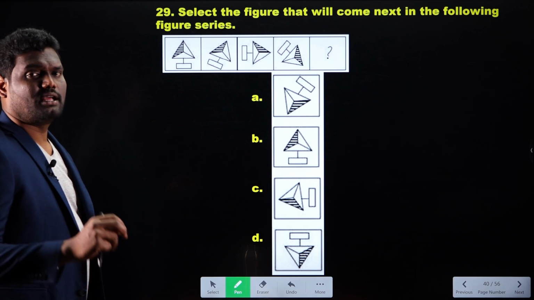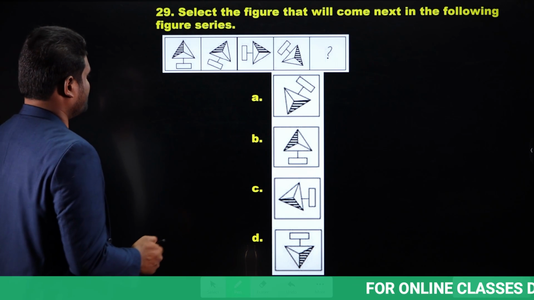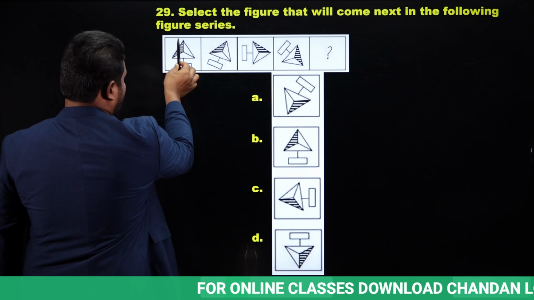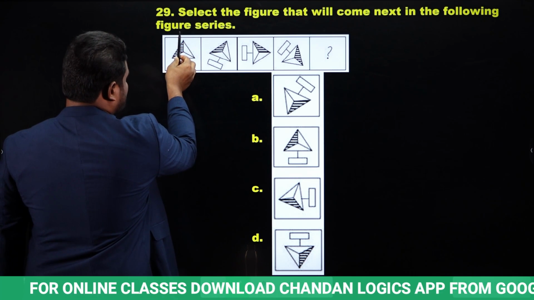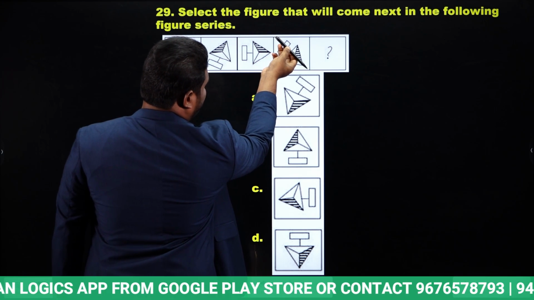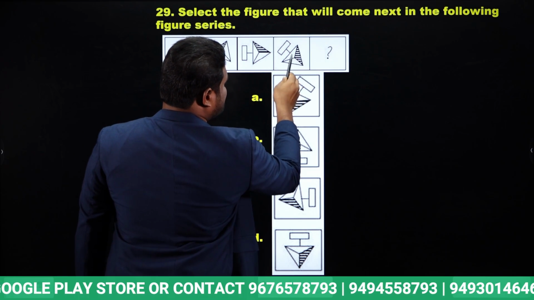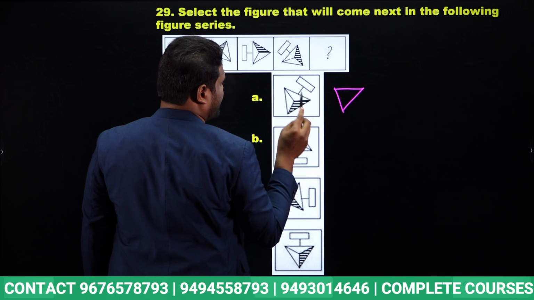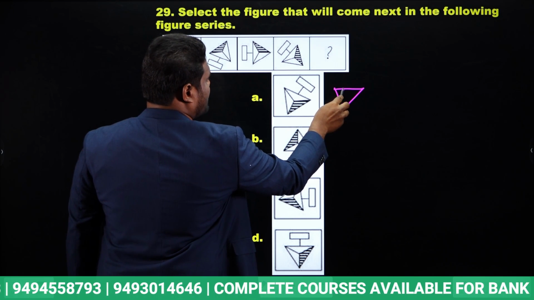This question is from non-verbal reasoning, a series based question. Look at this one. Initially it is facing up. Next 45 degrees clockwise. Next 45 degrees clockwise. Next 45 degrees clockwise. Next 45 degrees clockwise, which means this arrow should face down in this way. Yes or no?